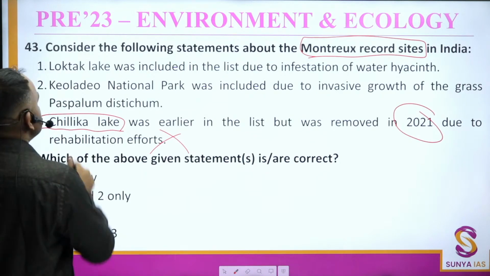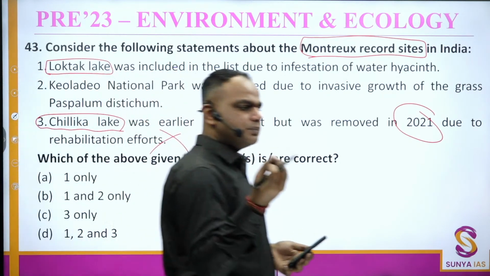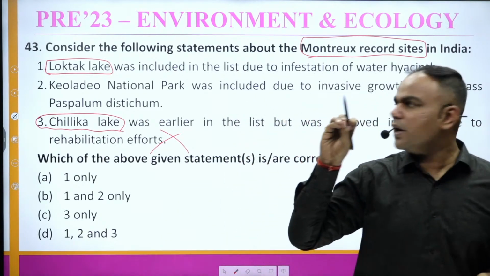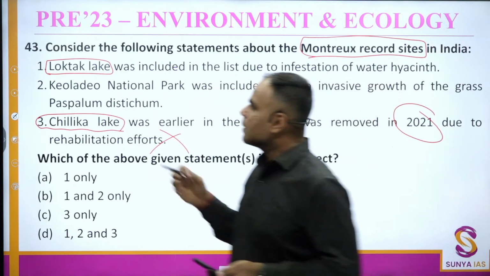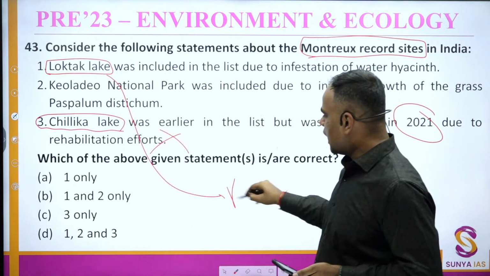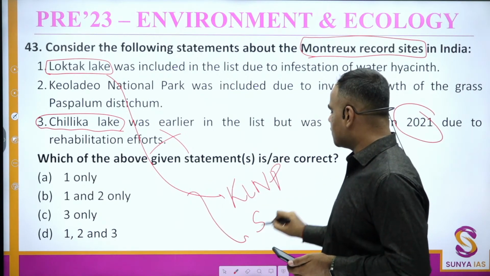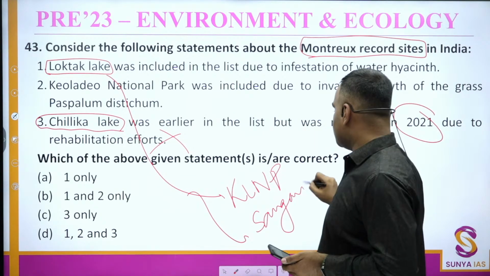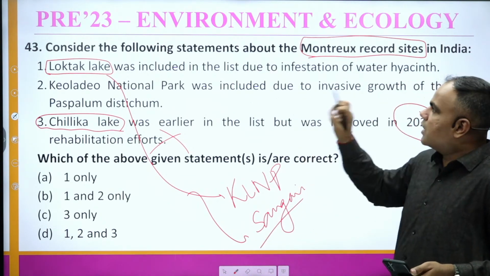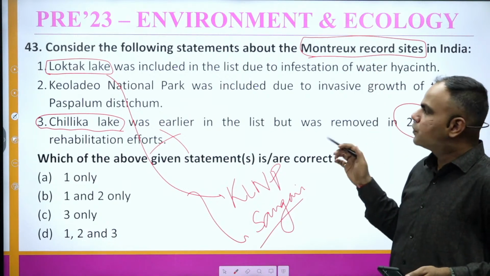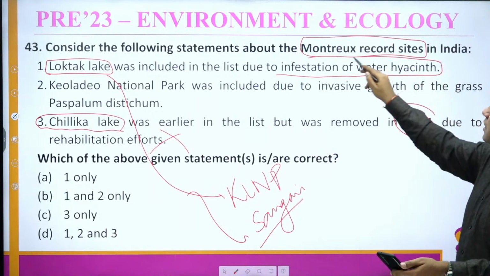One is Loktak Lake. Loktak Lake is basically found in Manipur. Okay, it is famous for the floating vegetation known as Phumdis. It is close to Keibul Lamjao National Park, and there is this famous Sangai deer, which are also known as the dancing deer, which you find in Loktak Lake. So Loktak Lake is one of these Montreux Record sites, true, and it is due to the infestation of water hyacinth. Even this part is true.